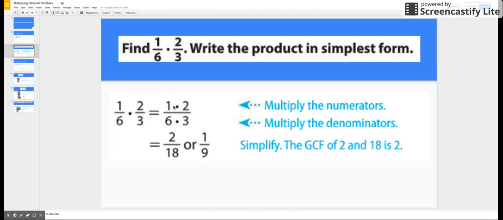All I did was multiply across. 1 times 2 is 2. 6 times 3 is 18. And then I just simplified.